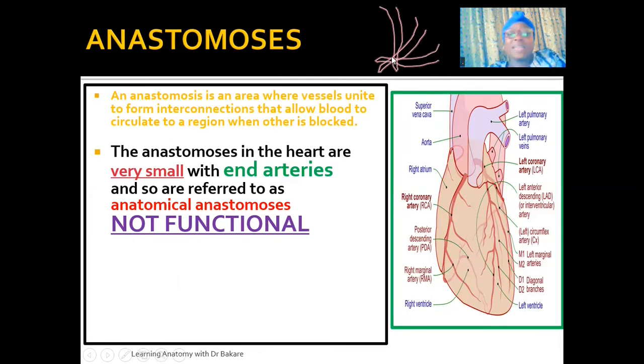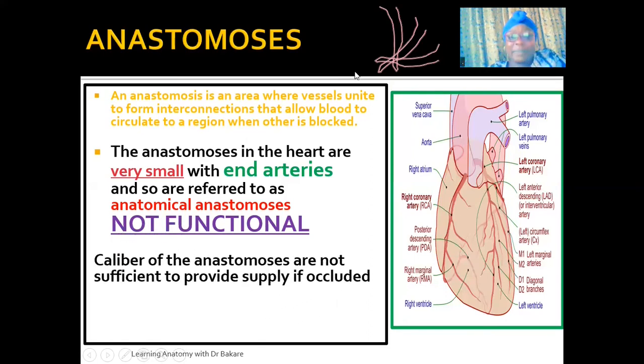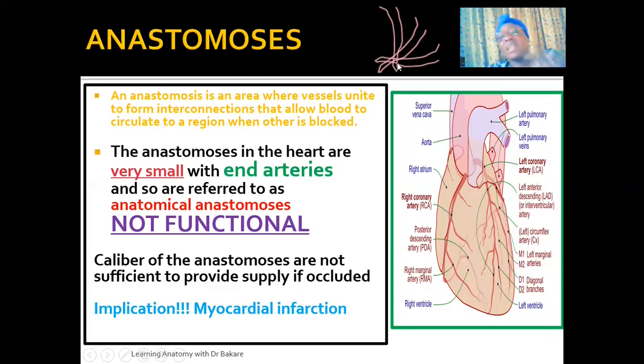So they are referred to as anatomical anastomoses and are not functional anastomoses, because the caliber of the vessels at the point of anastomosis is not sufficient to provide the blood supply that is needed when occlusion occurs. And this is not what is supposed to be seen in regions where anastomosis are created. The impact of this is myocardial infarction, which occurs when there is insufficient blood supply to a region of the heart. And when this occurs, the other region that is supposed to be feeding it with oxygenated blood will not be able to do so because of the type of anastomosis that is created on the wall of the heart.